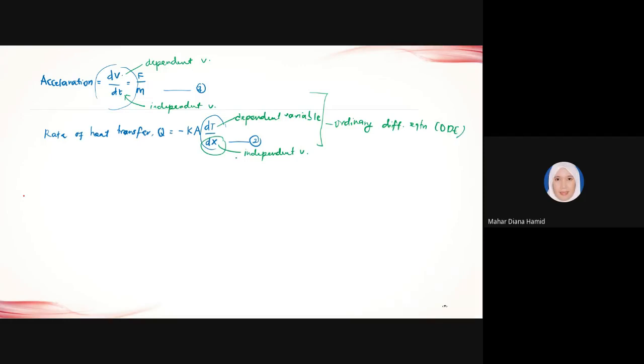However, if we have two or more independent variables, for example, del T over del x plus del T over del y equals, for example, q in the direction of xy, in this particular equation you will see that we only have one dependent variable, which is T, temperature. However, we have two independent variables.